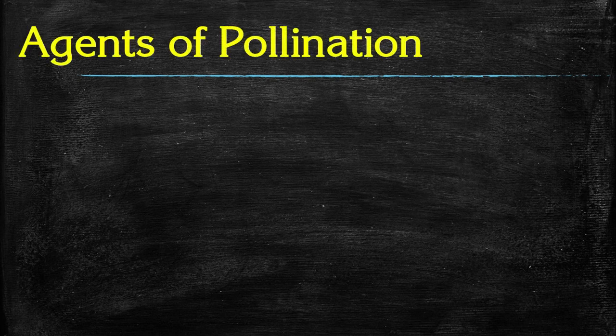Students, today we are going to see the agents of pollination, which is a very important process for food production throughout the world for all living beings. There is no food without pollinating agents.